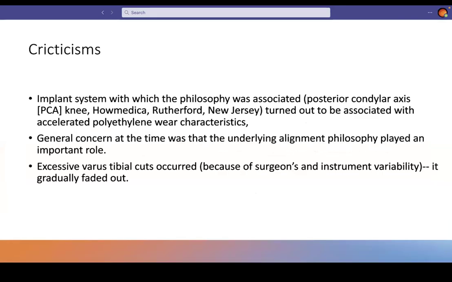The criticism is that when it was introduced in 1985, the implant system with which the philosophy was associated turned out to be associated with accelerated polyethylene wear. So there was a general concern that this underlying anatomical alignment philosophy played an important role. Also, at that point of time, there was no navigation, no robotics, so there was a chance for excessive varus tibial cuts. And gradually it faded out.